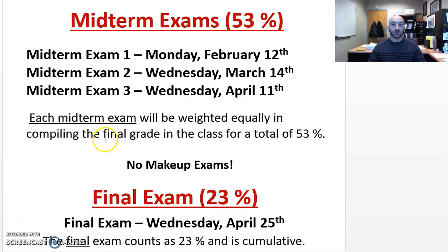Each of these midterms are weighed equally for a total of about 53%. There are no makeup exams, so if you miss an exam, you'll see in my policy in the syllabus where it needs to be an excused absence, excused by me prior to the exam. Final exam is cumulative, covers all 10 chapters, makes up 23% of your grade, and it's on Wednesday, April 25th.